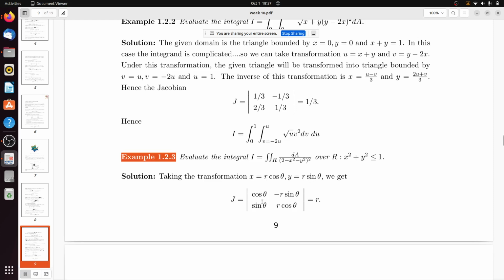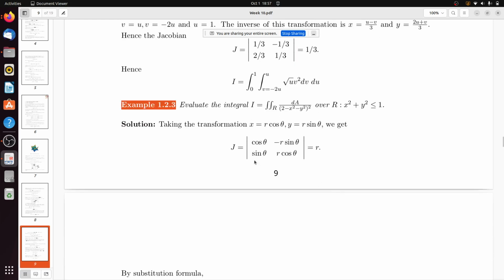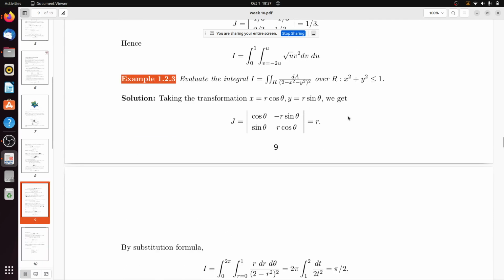For y equal to r sin theta, if you take the derivative with respect to r, you will get sin theta. If you take the derivative with respect to theta, you will get r cos theta. If you solve this determinant, you will get r. Now just use the substitution formula.